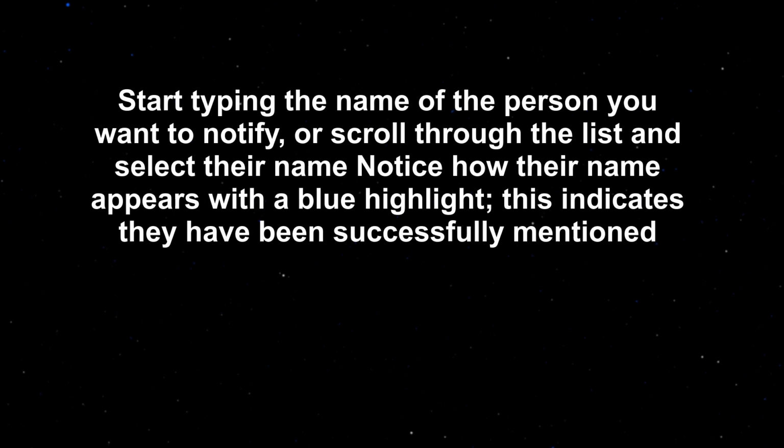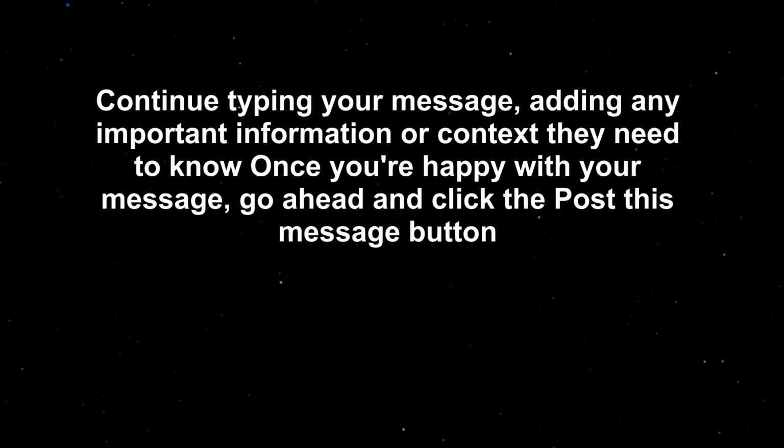Start typing the name of the person you want to notify, or scroll through the list and select their name. Notice how their name appears with a blue highlight. This indicates they have been successfully mentioned. Continue typing your message, adding any important information or context they need to know. Once you're happy with your message, go ahead and click the Post This Message button.